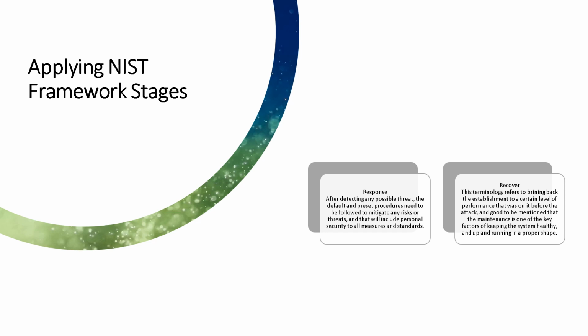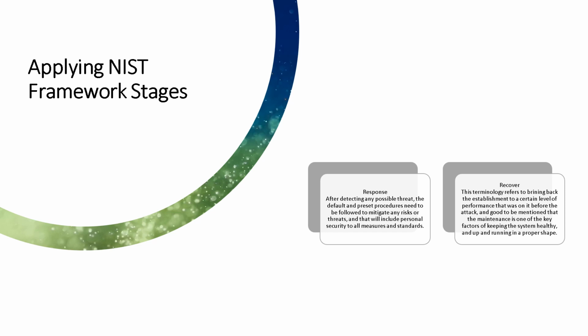Applied NIST framework can be in multiple stages, such as respond and recover. Response: we know after detecting any possible threat, the default and preset procedure needs to be followed to mitigate any risk or threats, and will include personnel security and all measures and standards. Recover: this terminology refers to bringing back the establishment or the system to a certain level of performance that it was at before the attack happened.